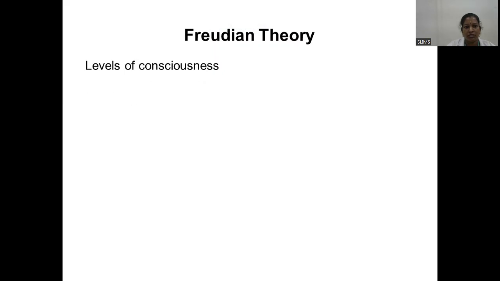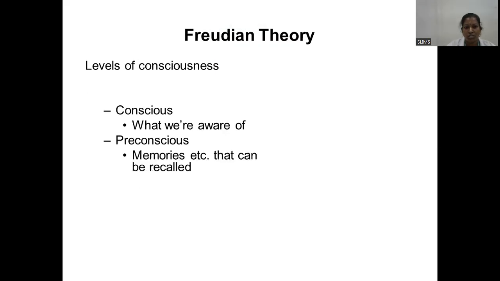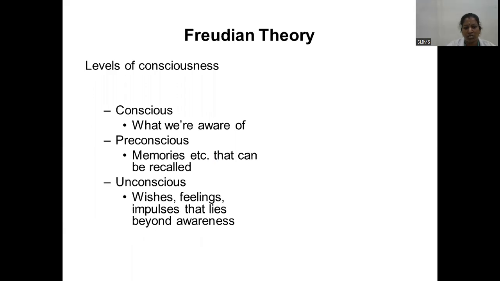In this theory, there are levels of consciousness. The conscious is what we are aware of. The preconscious is memories, etc., that can be recalled. Next is the unconscious, that is wishes, feelings, and impulses that lie beyond awareness.